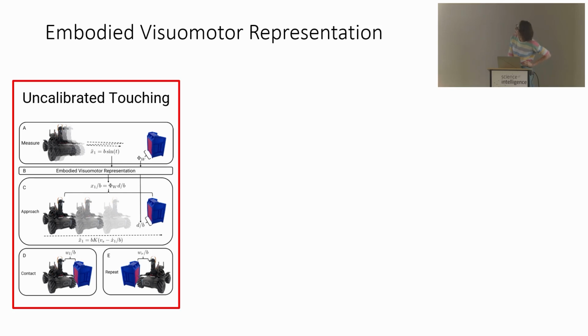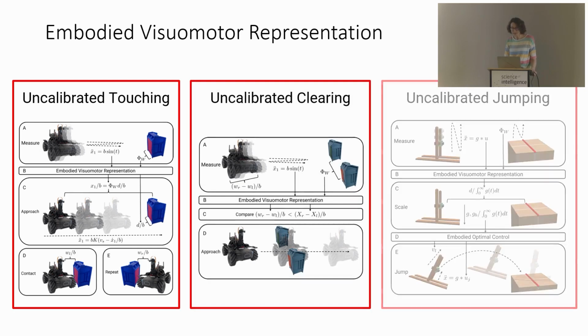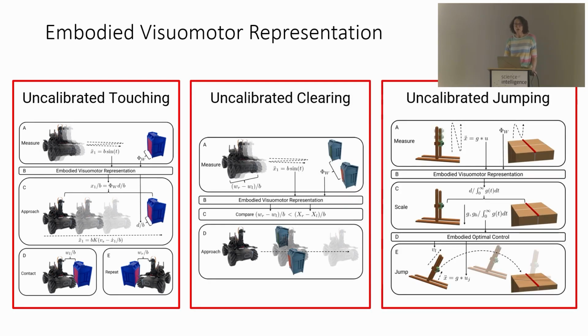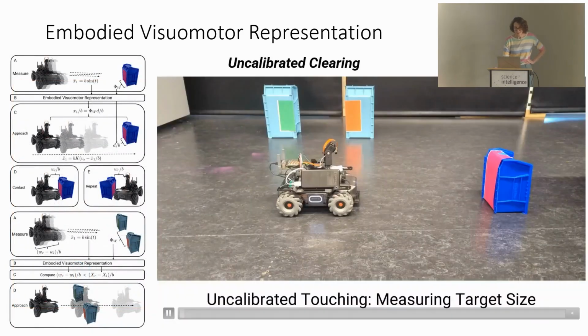Well, and with that, Levi implemented uncalibrated touching, uncalibrated clearing, and uncalibrated jumping. So what the system does, like you will see in the video, it moves in front of the clearing to build up, as it moves and integrates over its acceleration and velocity, these terms in terms of its movements. As you see in this video.